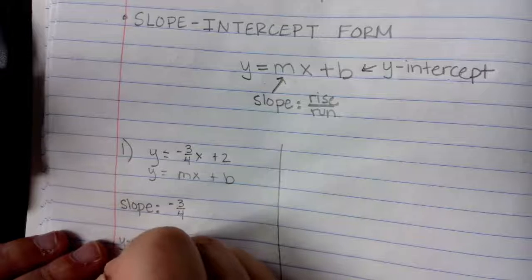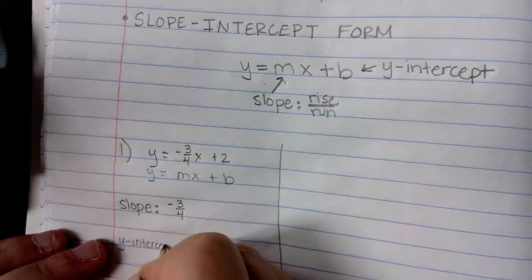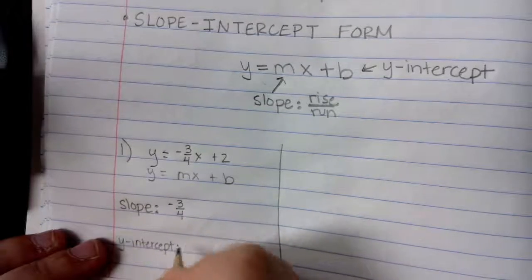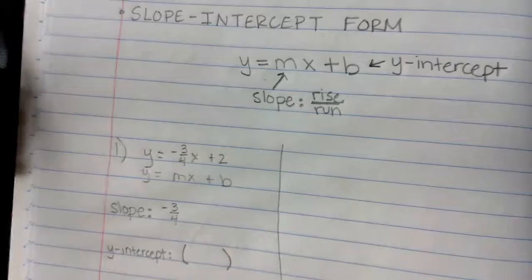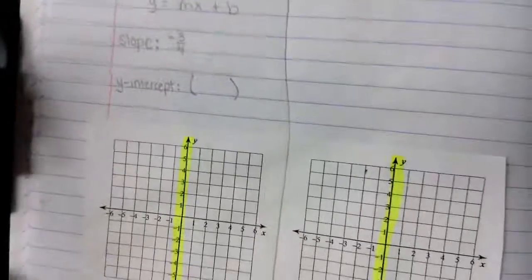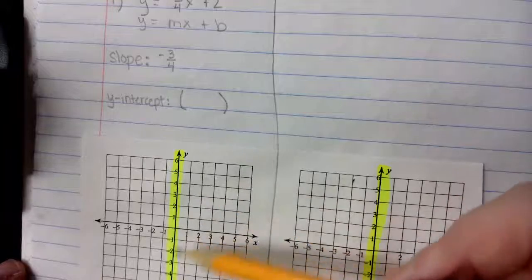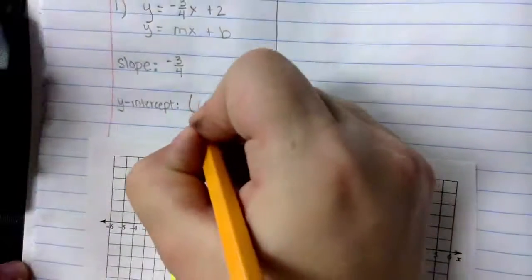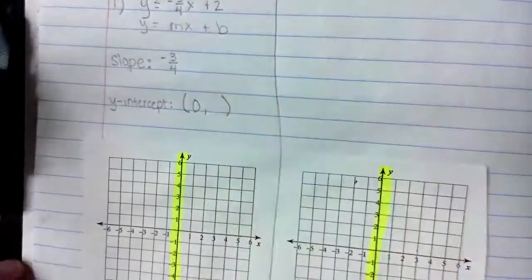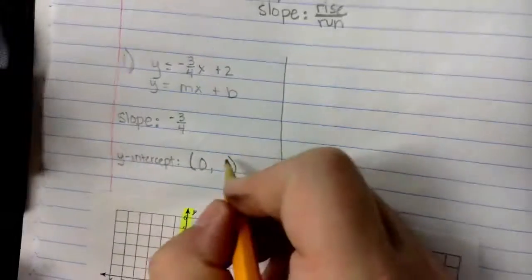And when we do a y-intercept, we want to remind ourselves this is a point on the graph. So as a point on the graph, if I want to plot on this yellow line, what's my x going to be? 0. We don't move left or right. So y-intercept is always 0, comma, what's our b? 2. Good.